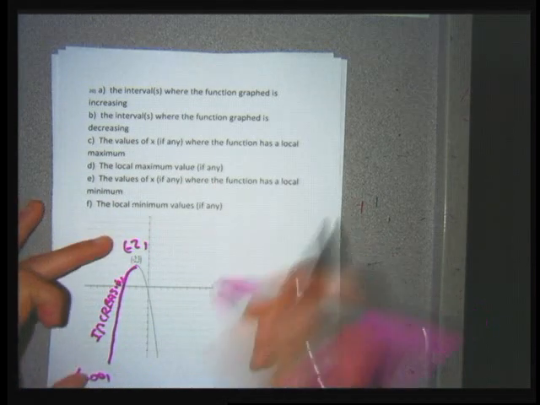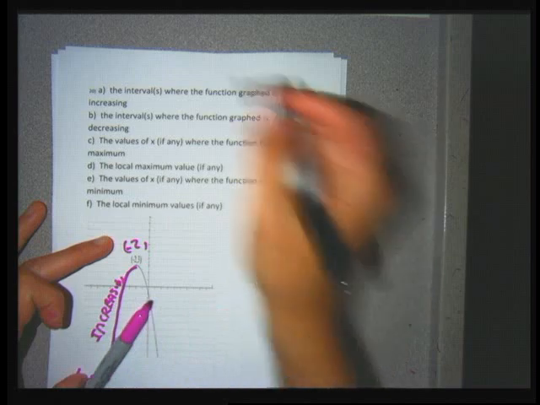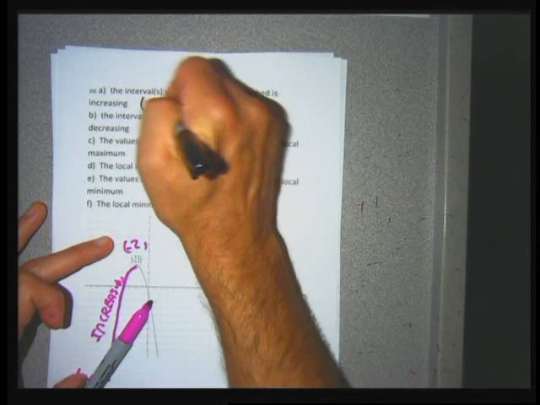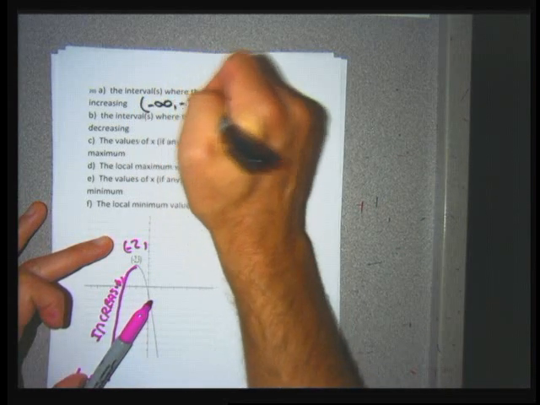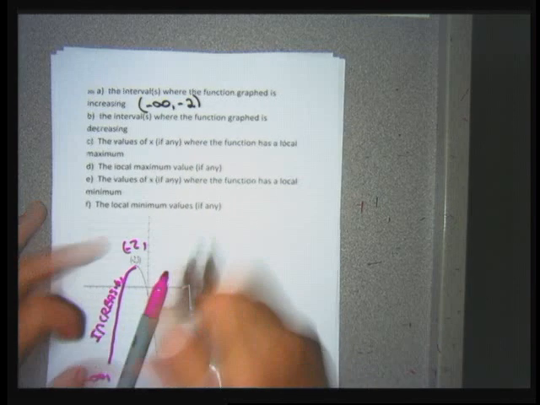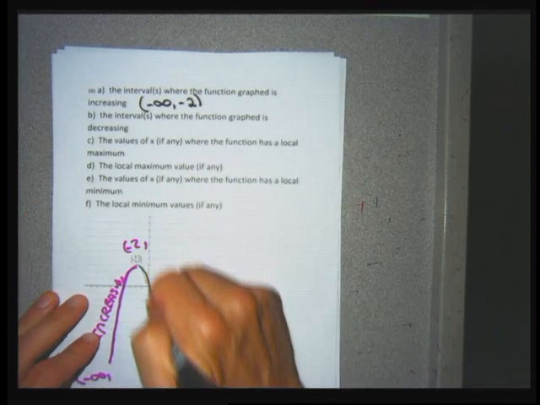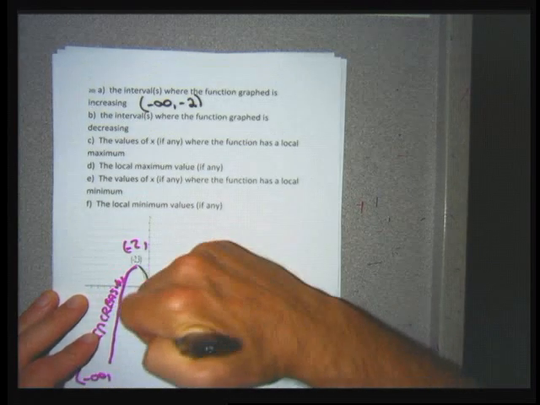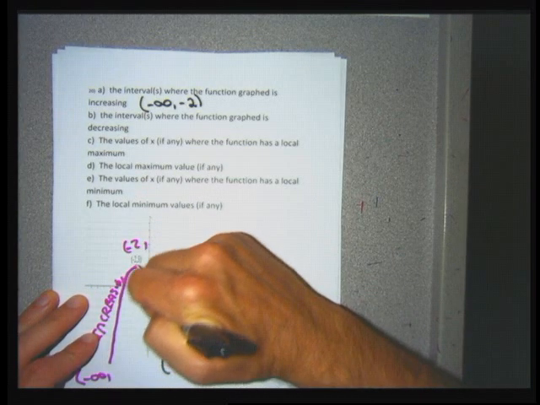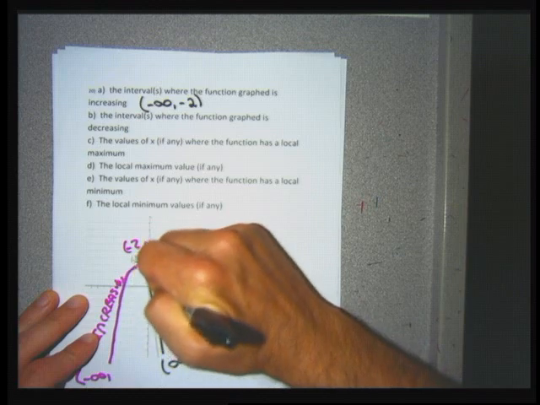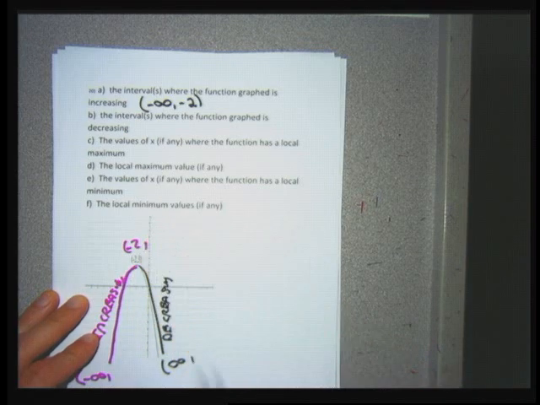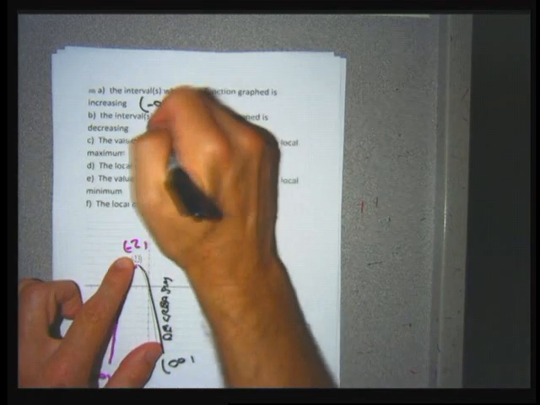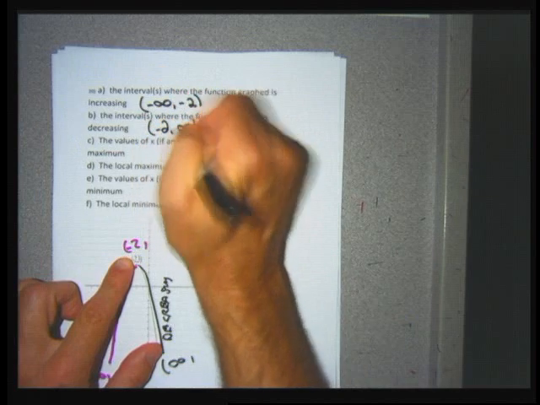I'm going to say the graph is increasing between -infinity and -2. I'm only writing x-coordinates for the increasing and decreasing. And then it turns around, and from the hump to the end of the graph, it's decreasing. So in this region, we say the graph is decreasing. And that's the region from x equal to -2 to x equals infinity.